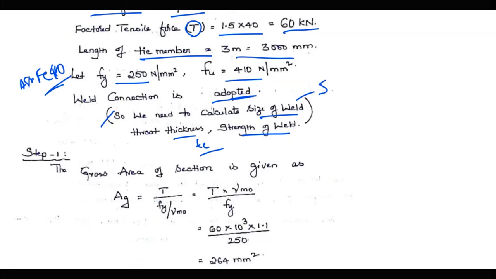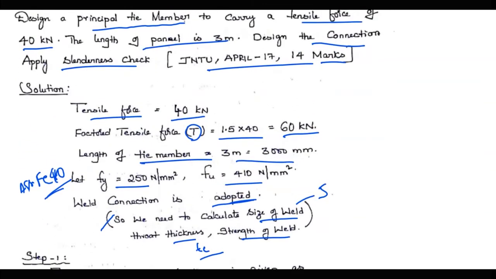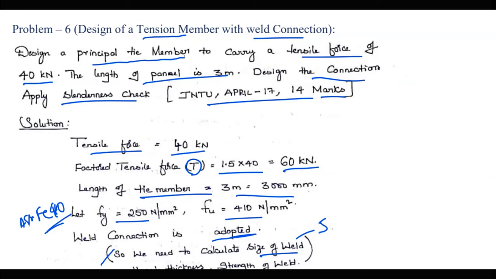Okay, let us start with step 1. I need to design a tension member that should be able to carry a designed or factored tensile force of 60 kilonewton. So I have to choose what kind of section and what is the dimension of that section. I can choose it. Let us see the procedure. We have discussed the design steps in the previous video, so let us follow that design procedure.